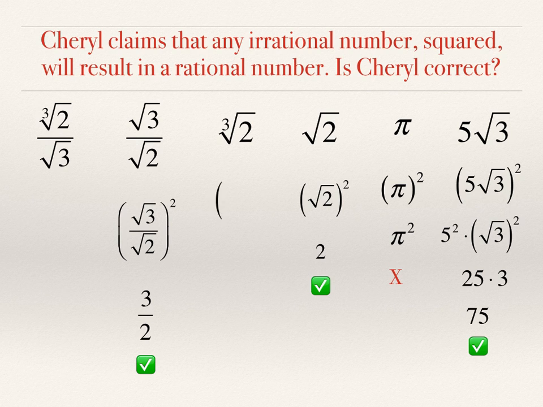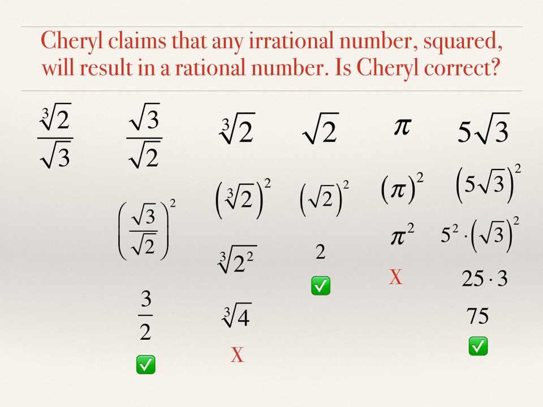But we can also take a look at the cube root of 2 and square it and see what happens. Let's put that 2 underneath the radical. Now let's square 2. And so we're looking at the cube root of 4. Is 4 a perfect cube? It is not. So therefore, this is an irrational number.